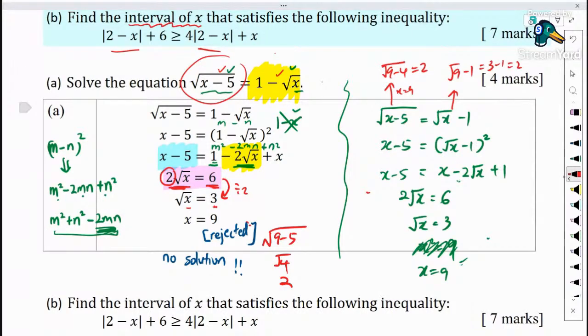So I think this question needs a correction, in the way that I should have it as square root of x minus 5 equals square root of x minus 1.